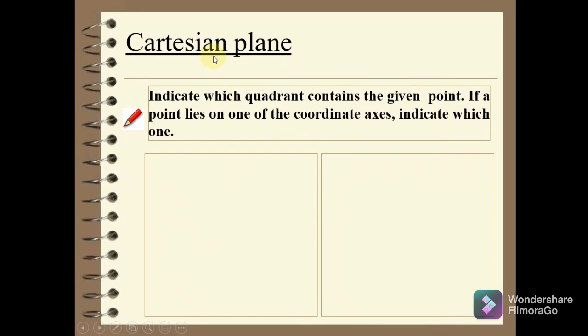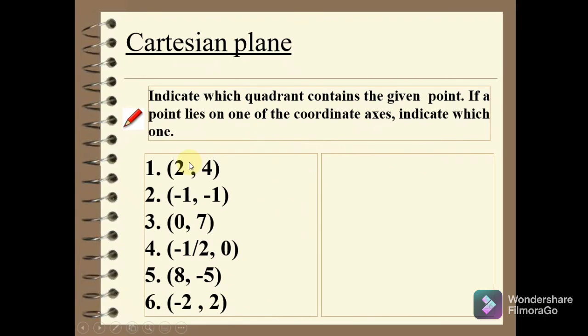Okay? So, let us have an activity. Indicate which quadrant contains the given point. If a point lies on one of the coordinate axes, indicate which one. So, remember, in the ordered pair, this is our x and this is our y. You're going to identify what quadrant they belong to. Okay?